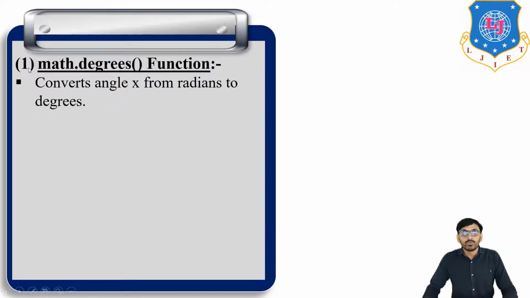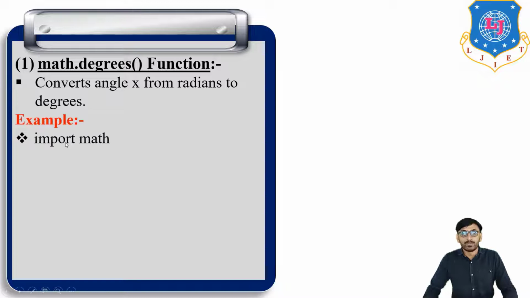Okay, so the first one is the math.degrees function. We use the degrees function of the math module. Whenever we use the math module in our program, we first import that module with the import keyword. This degrees function converts angle x from radian to degree.